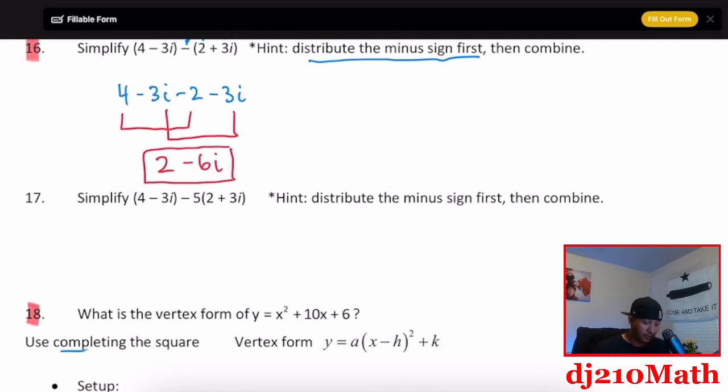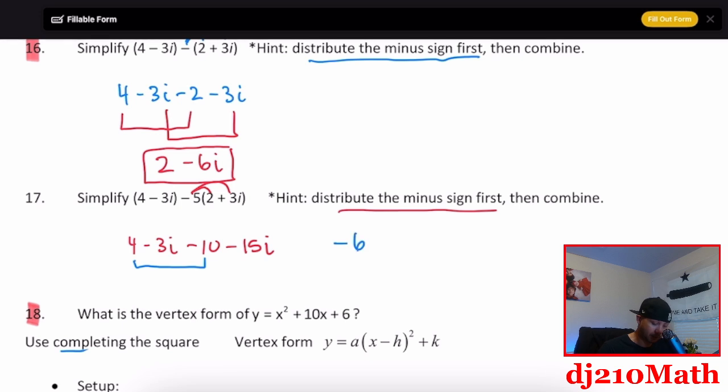17. Distribute the minus sign first and then combine. It's basically what we just did, except instead of distributing negative, you're distributing -5. It's the only difference. So that's going to be 4 minus 3i minus 5 times 2, which is 10. -5 times 3 is -15i. All right, combining 4 minus 10, -6. -3i minus 15i, -18i.